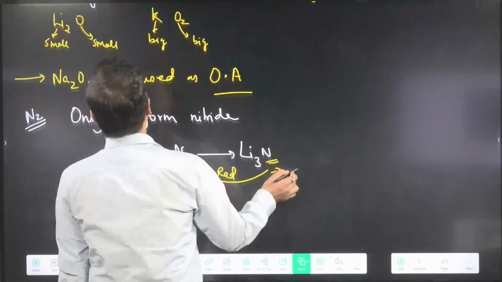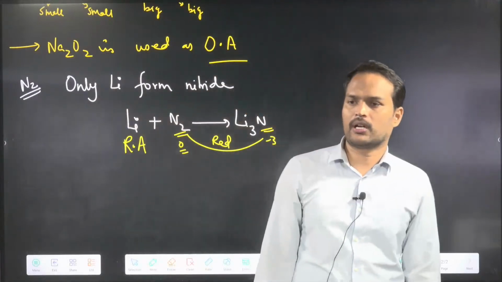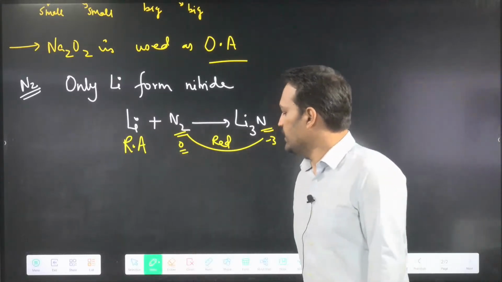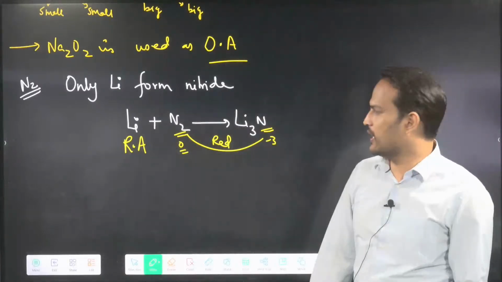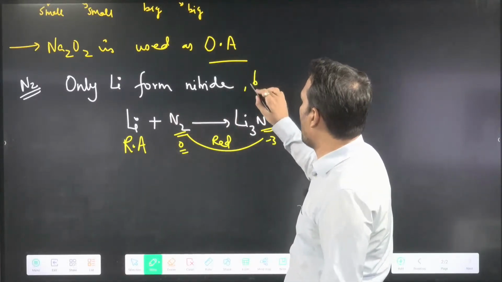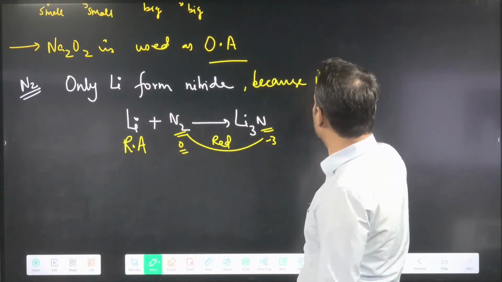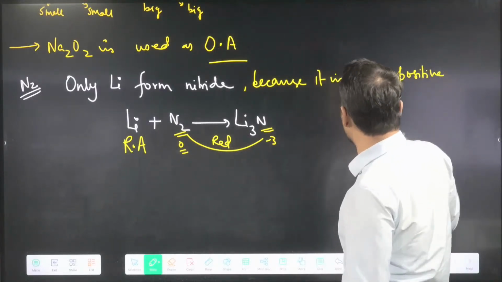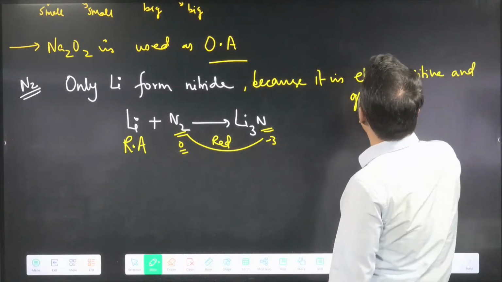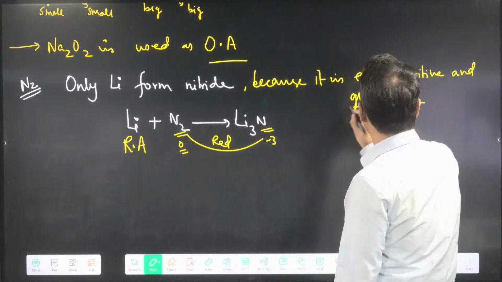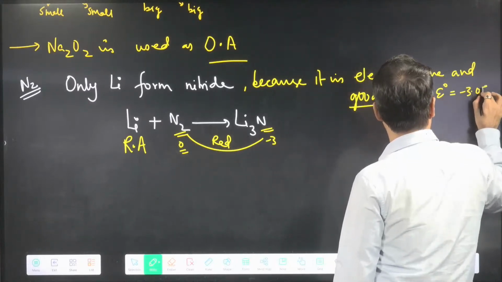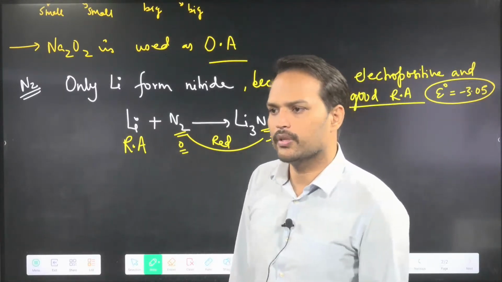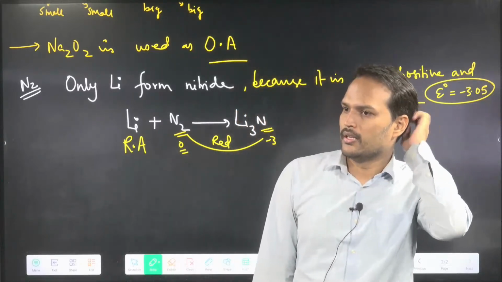So now they will ask you why only lithium is forming it, not sodium, not potassium, only lithium. Okay? So only lithium. Why only lithium? They will give you the reason. Two reasons: only lithium forms nitride because it is electropositive. Then you will say, sir, others are also electropositive. Then I will say, and it is a good reducing agent. Now you know the SRP value, -3.05. Among alkali metals, lithium is the highest reducing agent. Clear with this point? Yes or no? Very good.